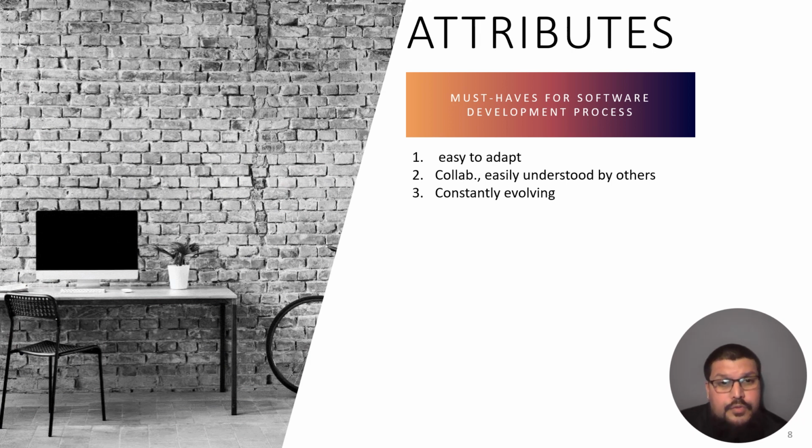Attributes. So when choosing a software development process, you need to ensure that it meets your expectations. For example, my expectations when I'm choosing, I want it to be easy to adapt. Collaboration is a must and it should be easily understood by others. And also, when something changes in the project, it evolves with it. And my choice for that, next slide.